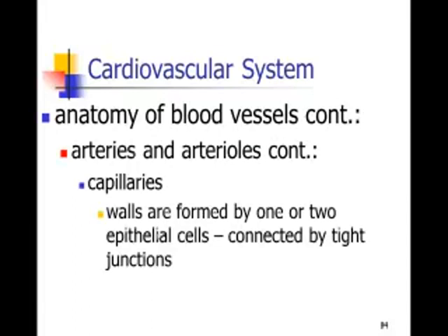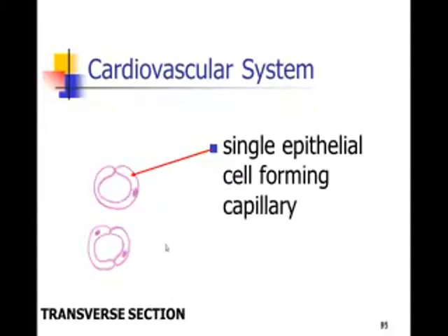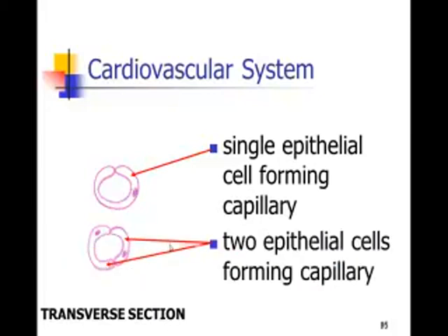Okay, capillaries. Capillaries are going to be formed by 1 or 2 epithelial cells connected together by tight junctions, and they're sort of rolled up like an enchilada or a yum chow or a cannoli. The diameter of the lumen is about the size of a red blood cell. It's a pretty tight fit, actually. So here we have a single cell forming a capillary, and here we have 2 cells coming together to form a capillary. And the blood would go through this lumen.